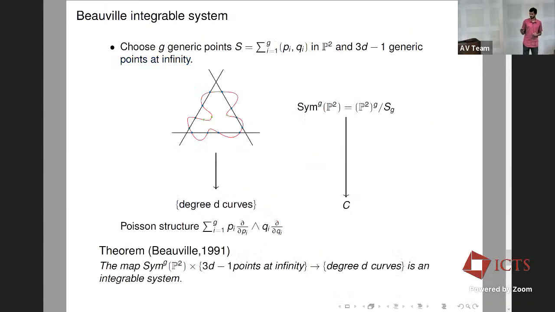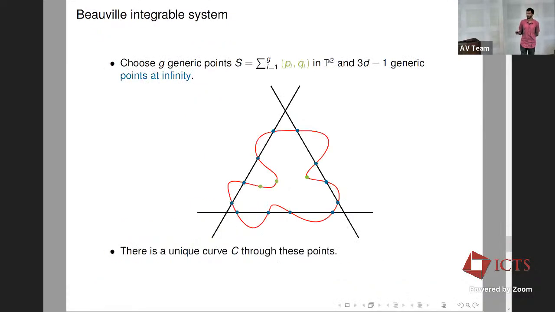Oh, so the fiber is, if you fix the curve, then you're fixing also the points at infinity. So the only thing that can move are these green points, the G points that you chose over here. These G points can move around anywhere on the curve. So the fiber is essentially the choice of a degree G effective divisor on the curve, the symmetric power Sym^G of C.